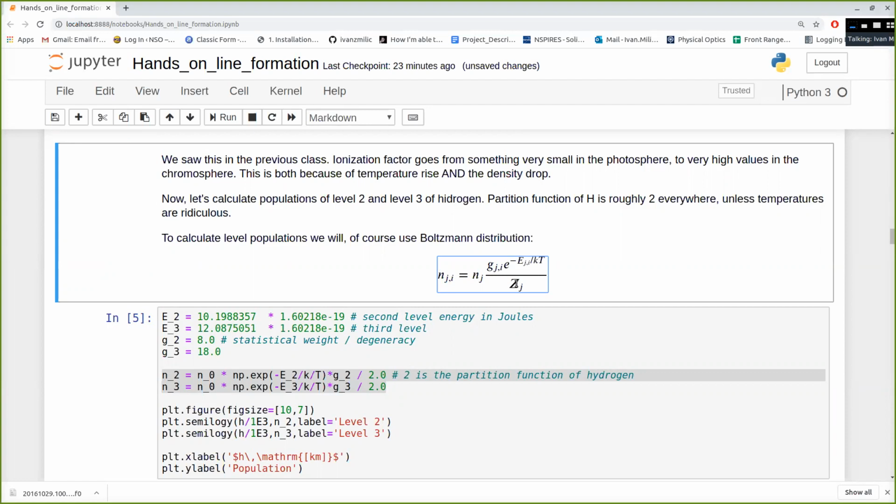If you are shy to speak, feel free to write in chat. Maybe we have to normalize it such that the sum over all the i's adds up to 1. Yeah, in a way, yes. So in principle, the partition function is the sum over all i's of this term up here, g_ji e to the minus E_ji over kT. That would be Z_j. However, that's very cumbersome. That means that you need to take into account all the atomic levels and sum them all up.